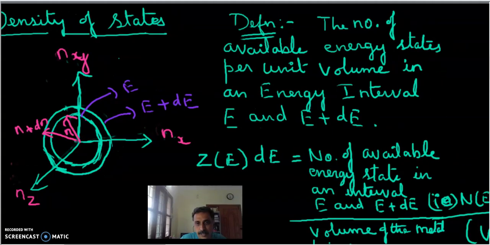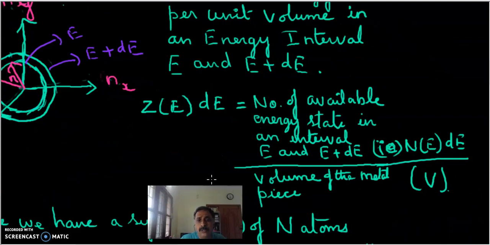How do we write it? We have written Z of E dE. So Z of E dE is equal to the number of available energy states in an interval E and E plus dE, and it is represented by N of E dE, divided by per unit volume, so divided by the volume of the metal piece, capital V. So this is the definition: number of available energy states in an energy interval E and E plus dE per unit volume.